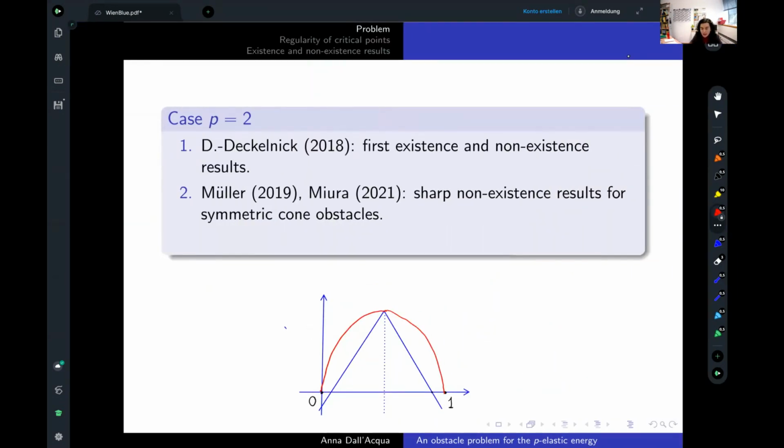Some sharp result on existence of minimizers has been proved independently by Marius Müller and Tatsuya Miura, and they show some sharp existence and non-existence result in the special case that the obstacle is a cone. So we have this shape, affine linear functions that are symmetric, with a tip at x equal to 1/2. In this case, the minimizer will touch the obstacle at the tip of the obstacle, so the geometry is more clear. In this situation, one can exactly show when a minimizer exists and when it doesn't exist.